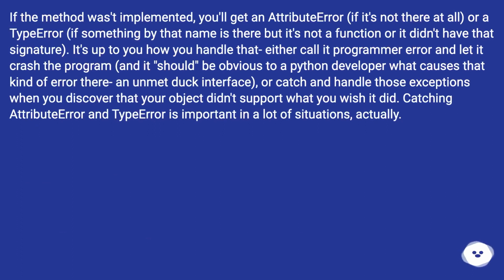If the method wasn't implemented, you'll get an AttributeError, if it's not there at all, or a TypeError, if something by that name is there but it's not a function or didn't have that signature. It's up to you how you handle it. Either call it programmer error and let it crash the program, and it should be obvious to a Python developer what causes that kind of error, an unmet duck interface, or catch and handle those exceptions when you discover that your object didn't support what you wish it did. Catching AttributeError and TypeError is important in a lot of situations, actually.